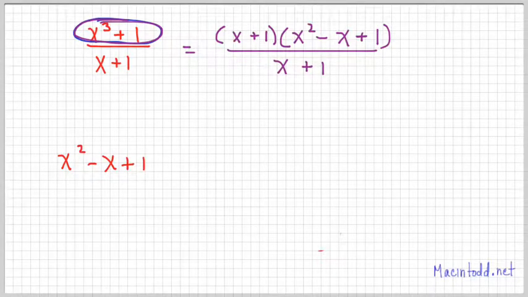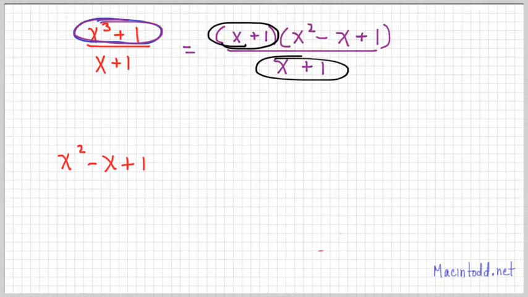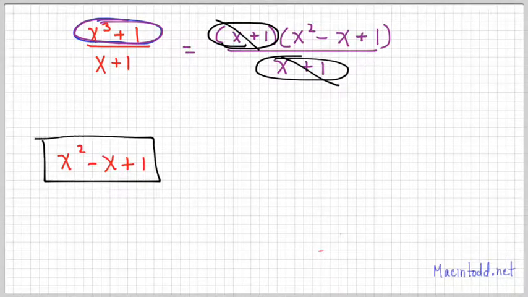And you can see that x plus 1 is a factor of the numerator and the denominator, so essentially I divided that out when I did my long division, and I was left with the remaining factor, x squared minus x plus 1. So you can actually see that x plus 1 was a factor of that numerator. That's why it went into it evenly.